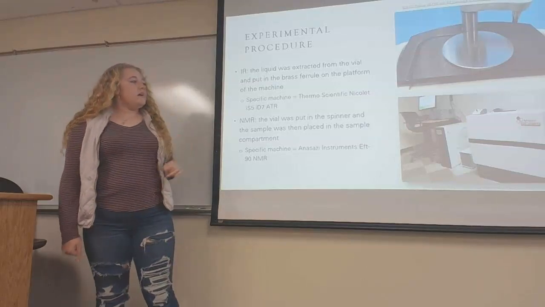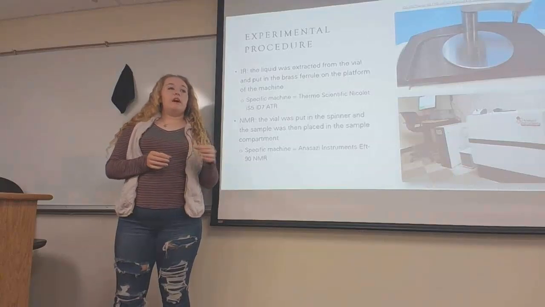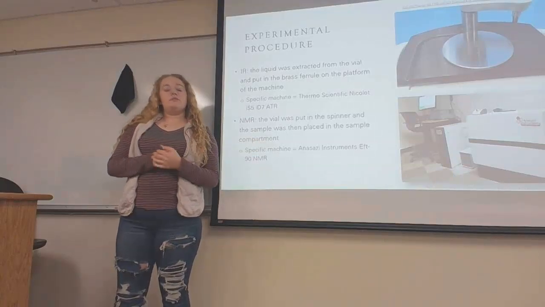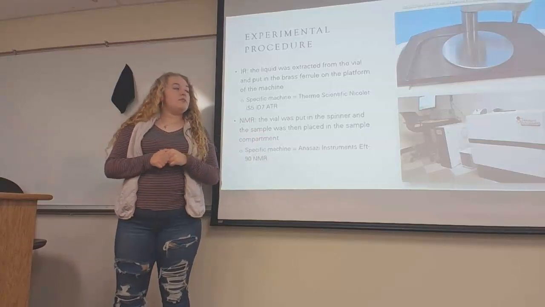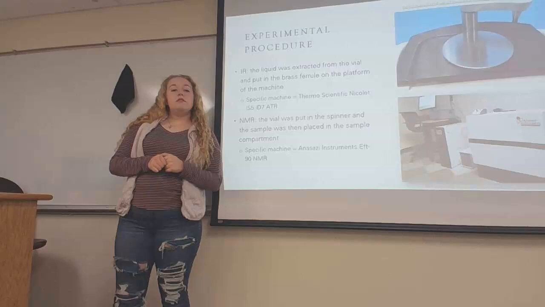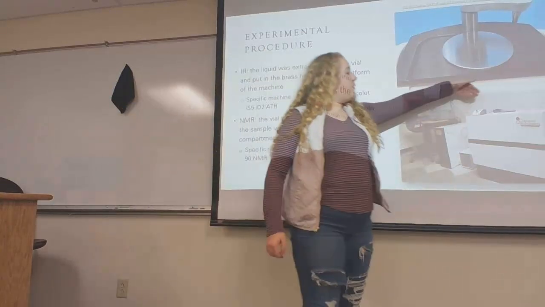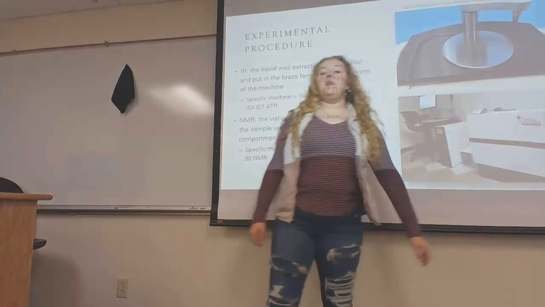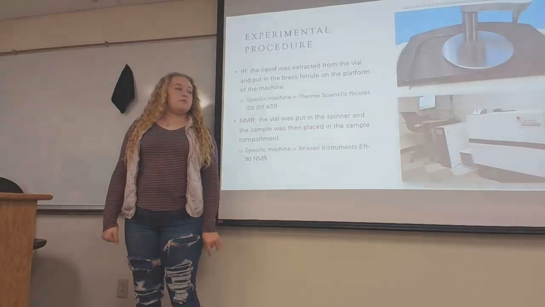For the NMR, once again, we had a specific vial. Once we took that vial out of the test tube holder, it was put into a spinner because that is how NMR tests are run. To put it in the spinner, we used a height adjustment block. After that, we put it in the sample compartment, which is located at the top of the NMR machine. From there, the spectra was run and our data was printed.